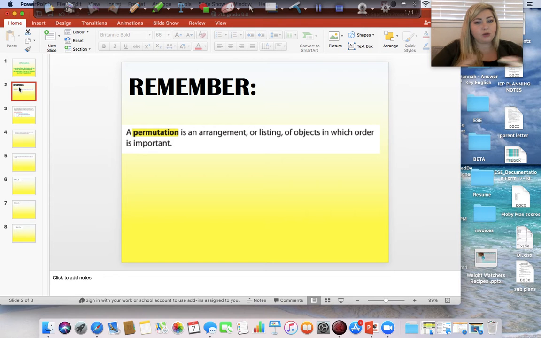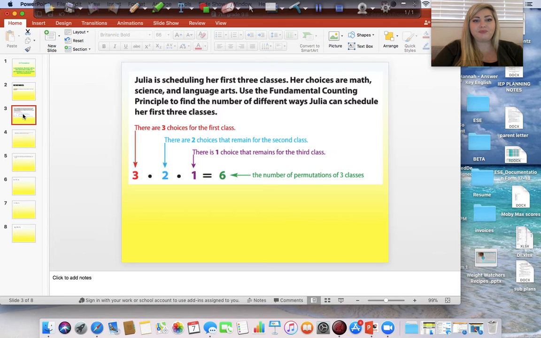It's an arrangement or listing of objects in which the order becomes important, because only 10 people can get that first slot, only 9 people can get the second slot, and only 8 people can get the third. And then if we multiply all of those together, it tells us how many different choices there are for first, second, and third place. Easy as that, right? Once you get down the vocabulary and how to say permutations, again, like I said, the math is pretty easy.